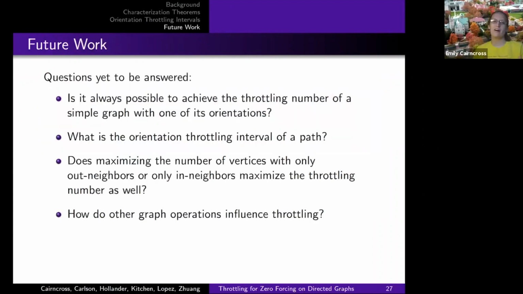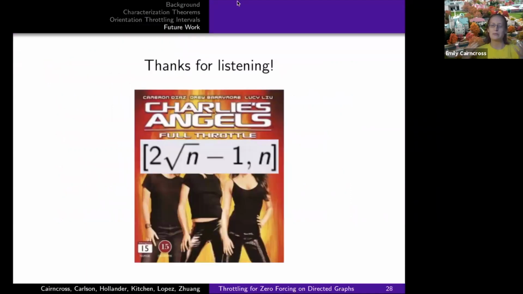So these have been all of our main results, but things we're still working on is wondering if for any given simple undirected graph, can you orient it to achieve the same throttling number on the orientation as the original graph? We're also still working on proving what the orientation throttling interval of a path is. Turns out when you orient it, it gets really complicated. And then also we're investigating whether maximizing the number of vertices with only out neighbors or only in neighbors maximizes the throttling number, because it seems to. And then also looking at other graph operations and seeing how they influence throttling. But yep, that's what we're doing in the future.